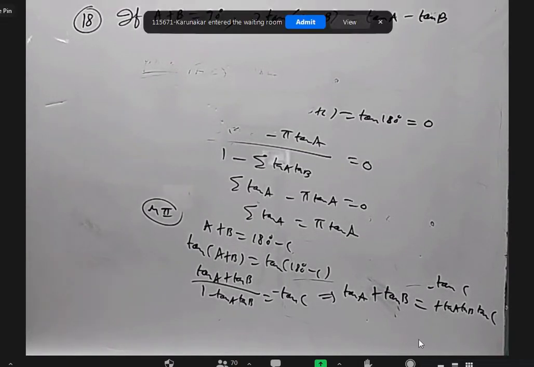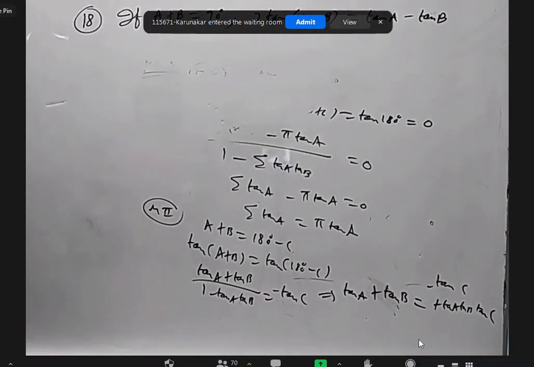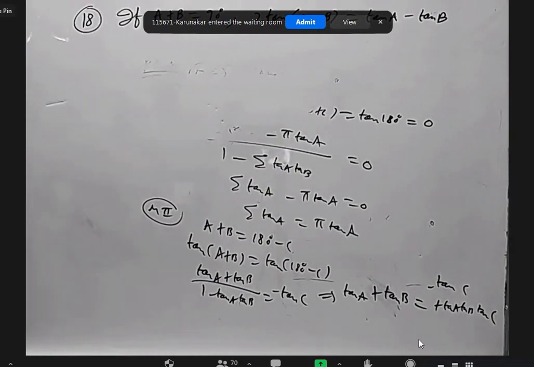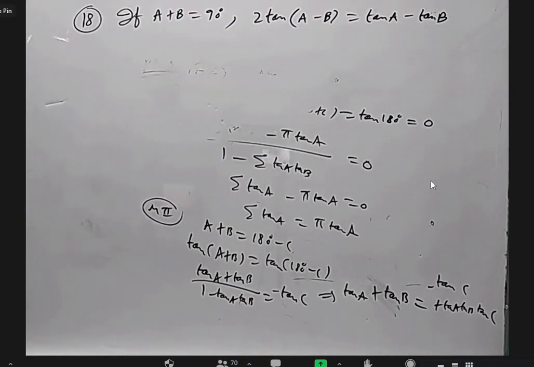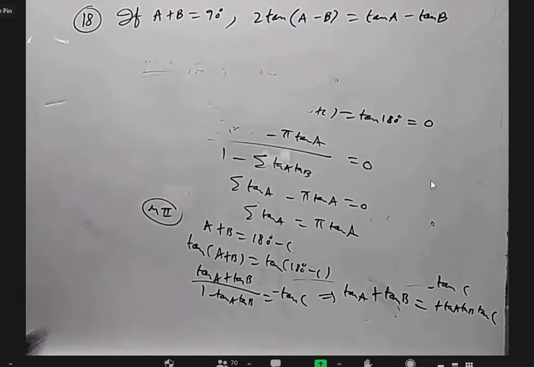Sir, tan 90 is undefined, no, sir. Can you take it as 0? No. 1 by cot 90 you can take 0. Undefined means undefined only. Okay, sir. It is infinity, no? Not defined.